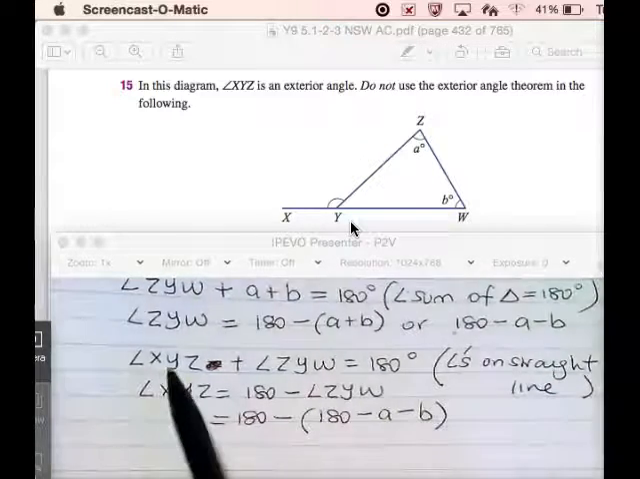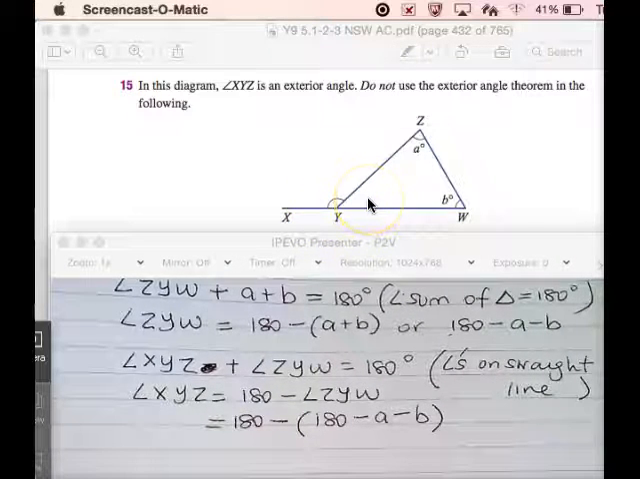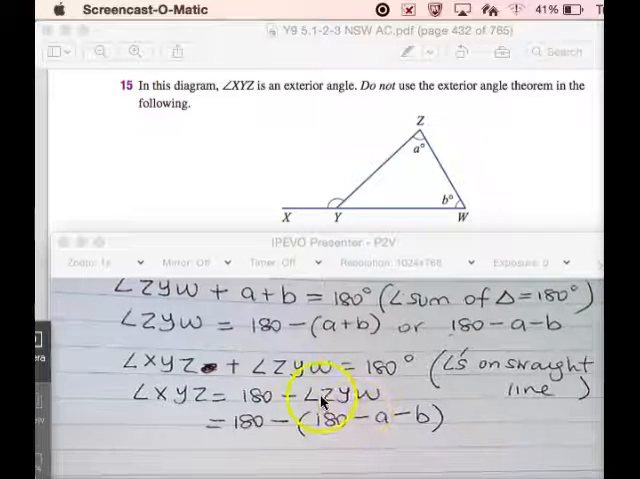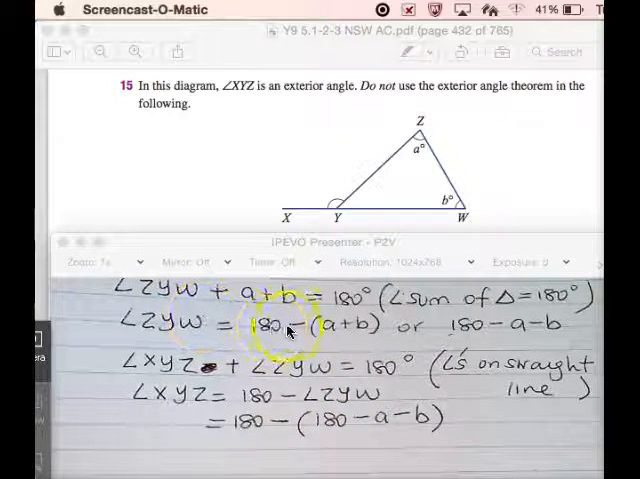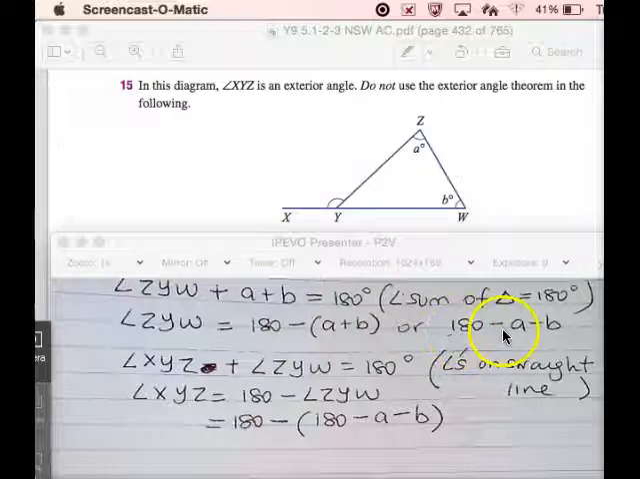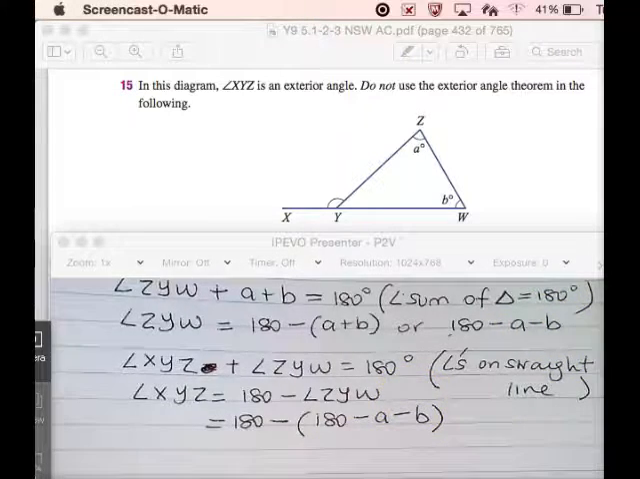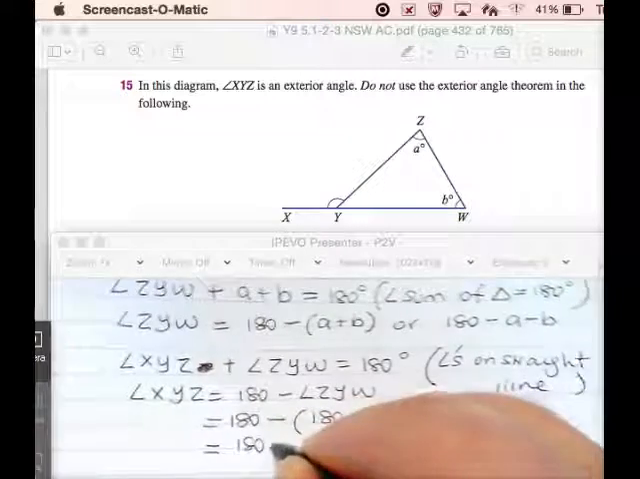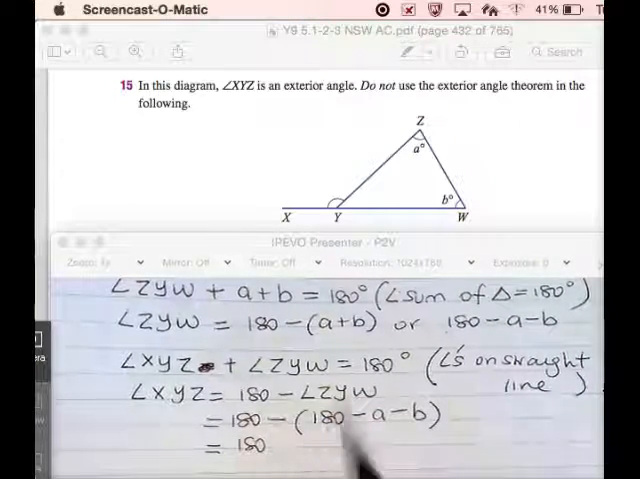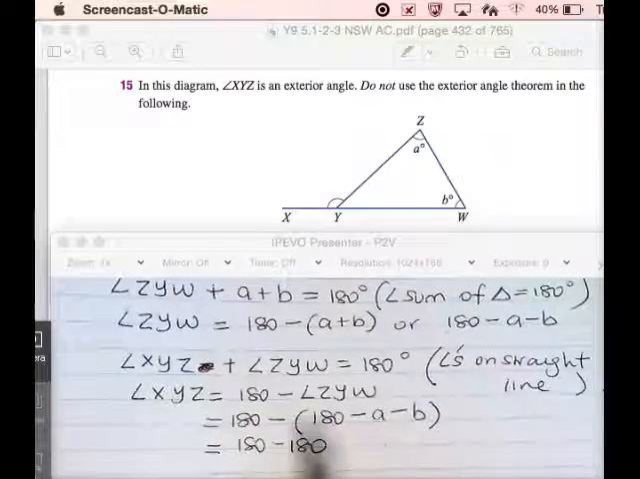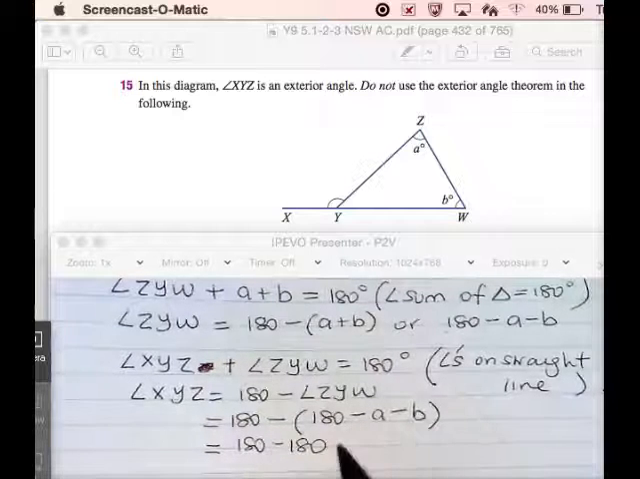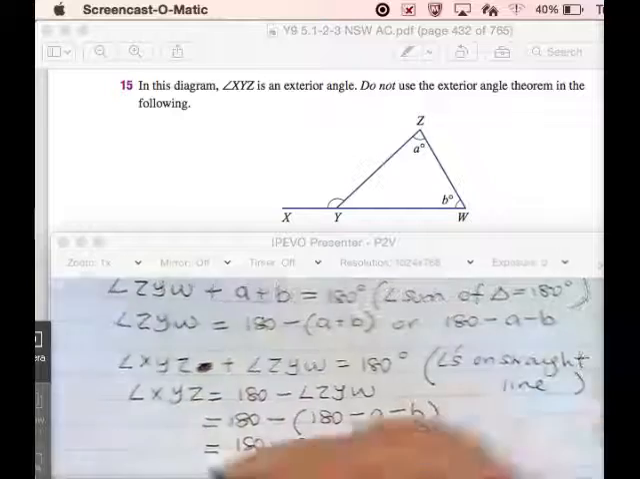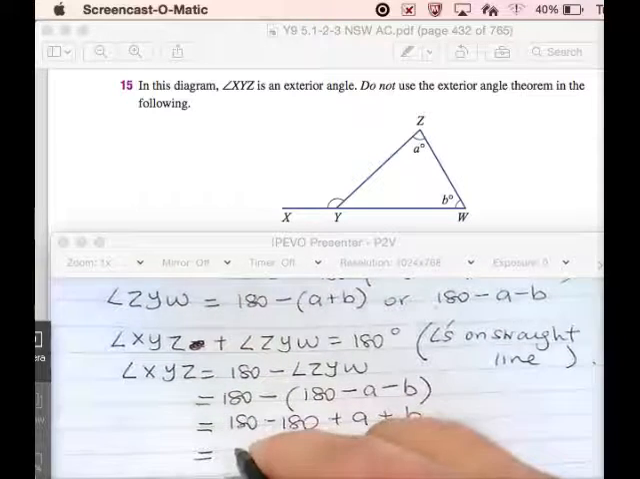Do you see what I've done, girls, or not? I've got the one on the outside, XYZ plus ZYW is 180. Then I've written that XYZ is 180 minus ZYW. Now I'm substituting what ZYW is, and ZYW is either 180 minus bracket A plus B or 180 minus A minus B. This is a proper proof, girls, okay? Now, how do I open that bracket? Do I write minus 180 or plus 180? Minus 180. What happens here? Minus, minus. So it's minus that, minus that, minus that. Do I do plus A or minus A? And do I write minus B or plus B? So what's 180 minus 180? 0. What am I left with? You're done.